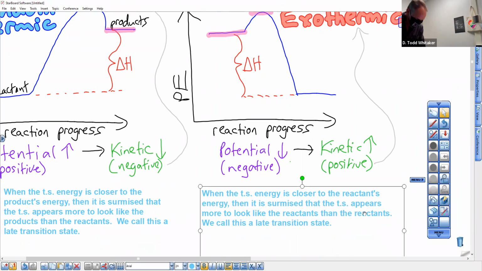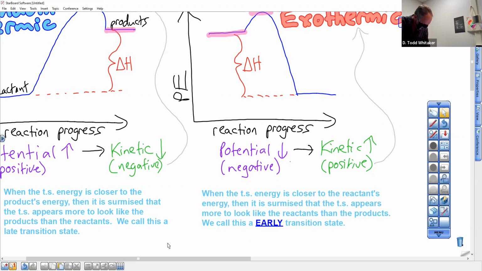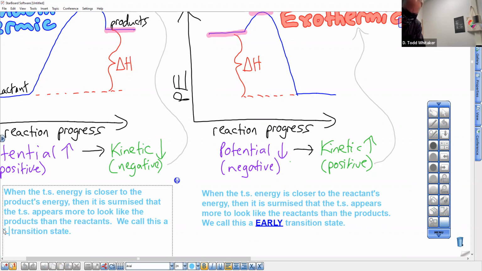Product. We don't call it late. If you're a reactant, you're at the beginning, right? Call it early. And we should put some more emphasis on these things, you know. Got the underlining. Maybe a color change. Dark blue. Nice. Late. Underline.